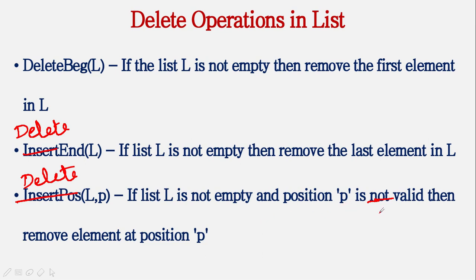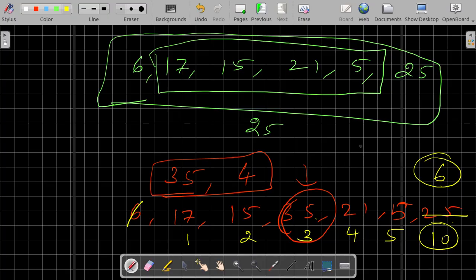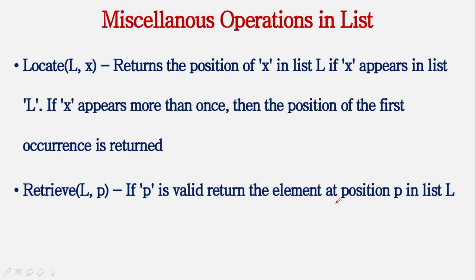If the position is valid, then you will be removing the element at the position P. For example, if I am telling delete at the position 5, 5 is a valid position here because I am starting the indexing from 1. So I have to remove this particular element. Delete at position 4 for this list will remove this element and the remaining 4 elements will be there in the list.